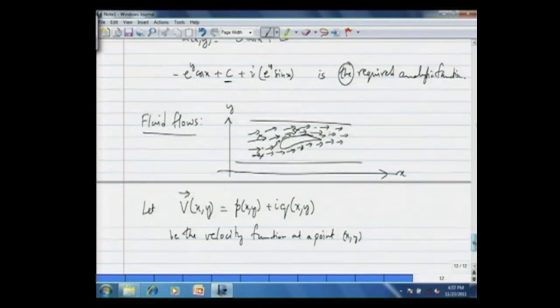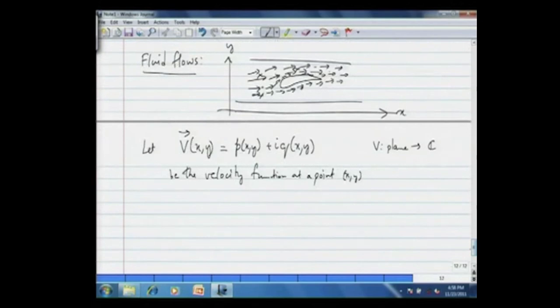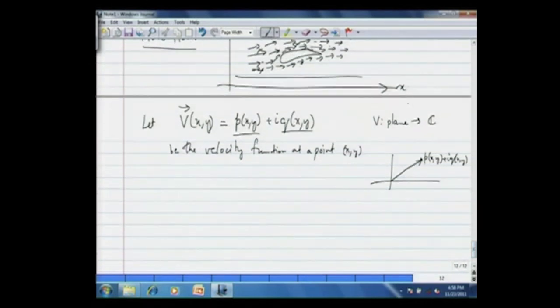The velocity is a vector, and so v is actually a function from the plane to C, and I am interpreting points in the complex plane as vectors. You remember how we can interpret a point in the complex plane as a vector: you just join the origin to any given point x comma y, and that becomes a vector. So p of x y plus i times q of x y is that; this is the image of the point x y. So recall that. And so v is a function from the plane, which we can once again pretend is a complex plane, to the complex plane.